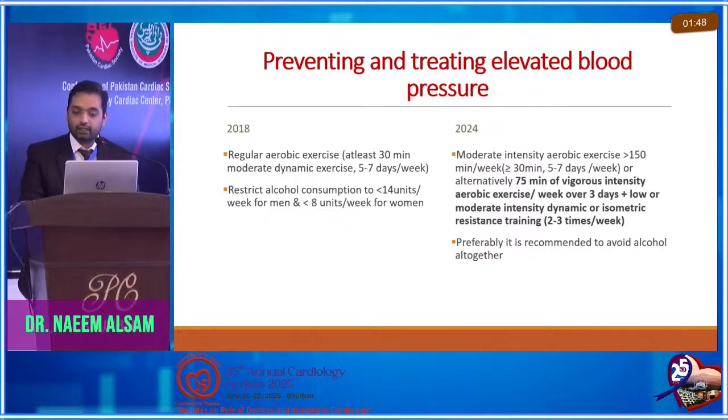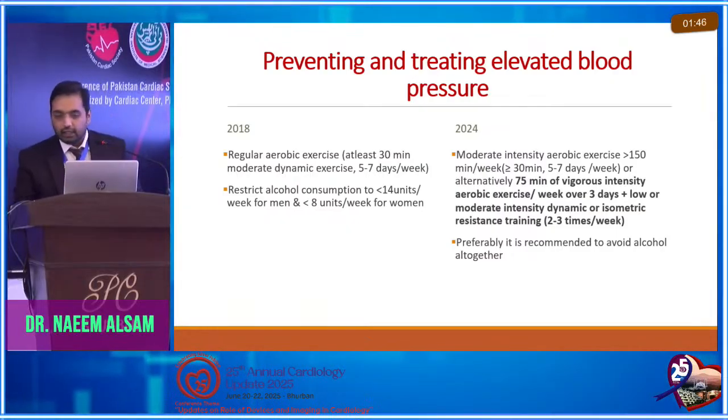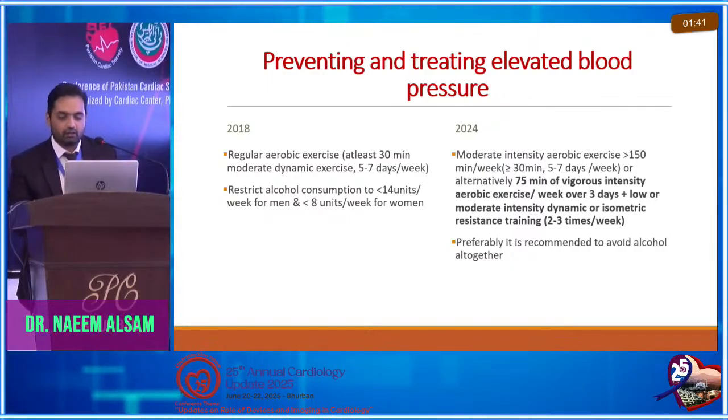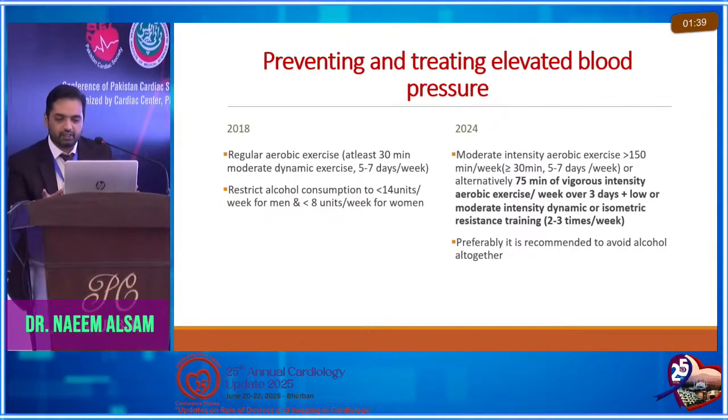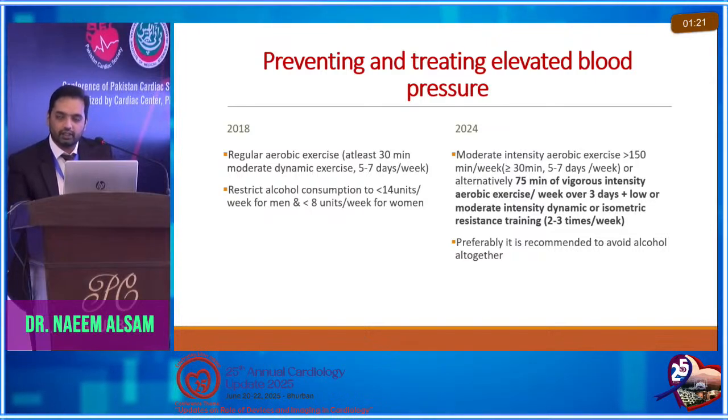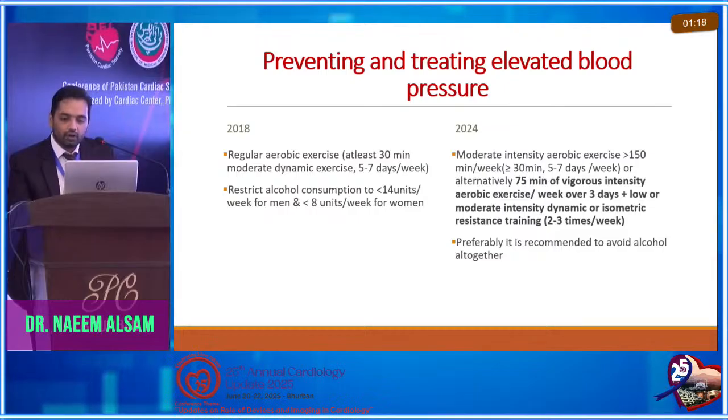So in terms of lifestyle modification, almost all the recommendations are the same and are being brought forward in the 2024 guidelines, except for this one. They have added an alternative method for exercise. It is 75 minutes of vigorous intensity exercise over 3 days, complemented with moderate intensity dynamic or isometric resistance training.